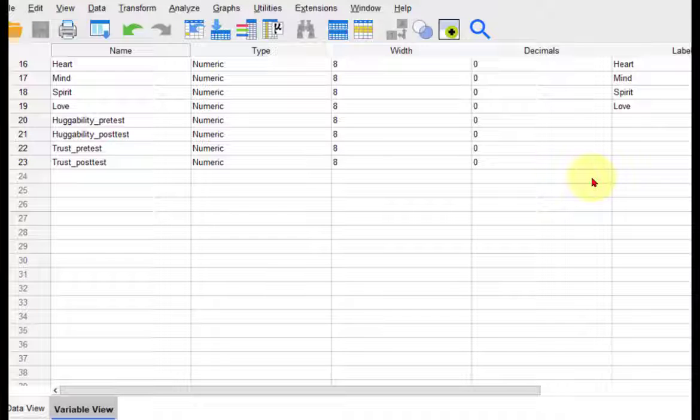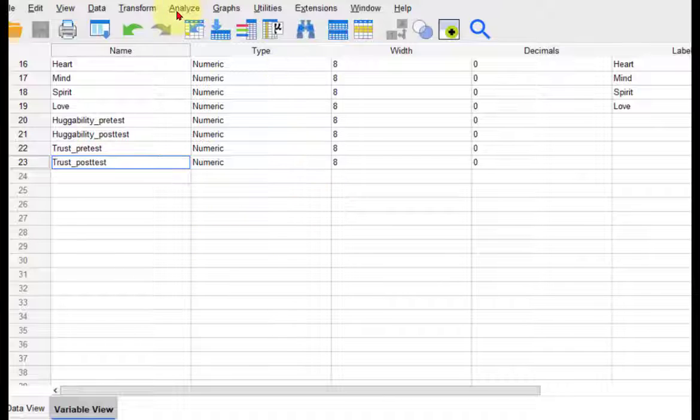Now we're going to run a Wilcoxon signed rank test instead of a paired t-test between trust pre-test and trust post-test. So I'm not going to check the normality. We're just going to play around with it. So we're going to assume that both of these violated normality.